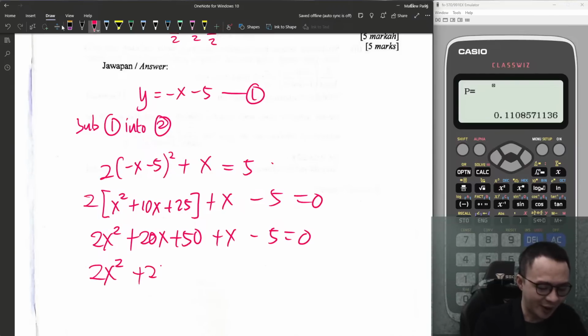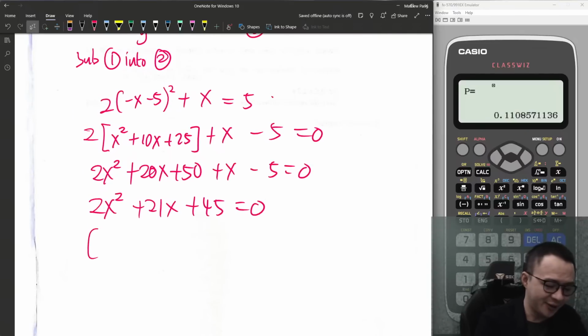Right, so this is 21x plus 45 equals 0, and this one I want to get 21.